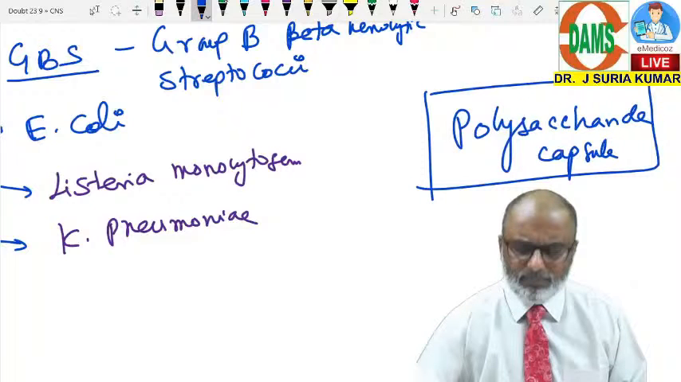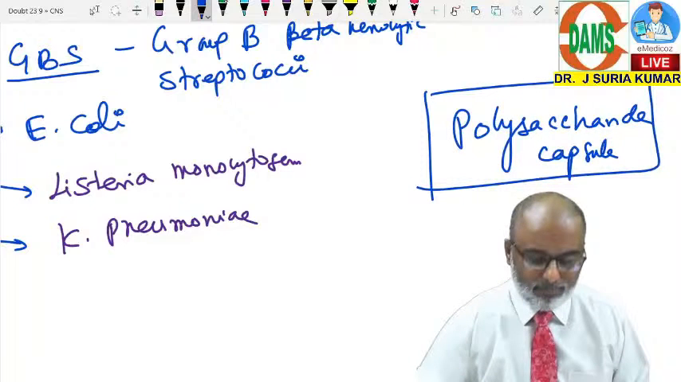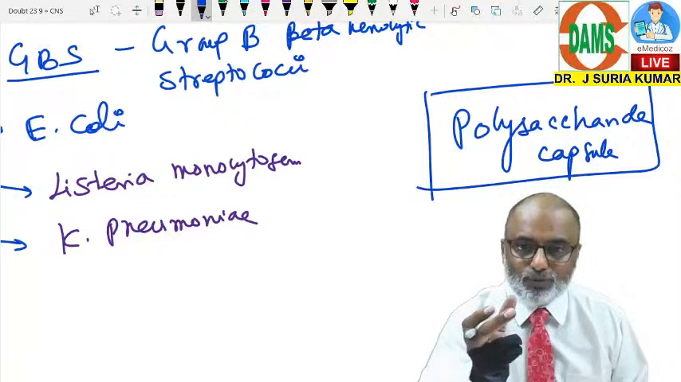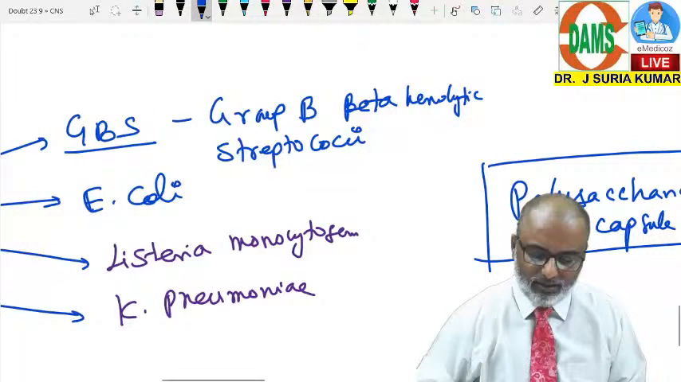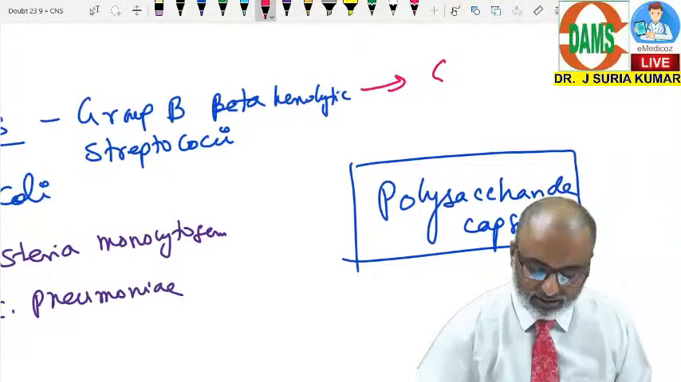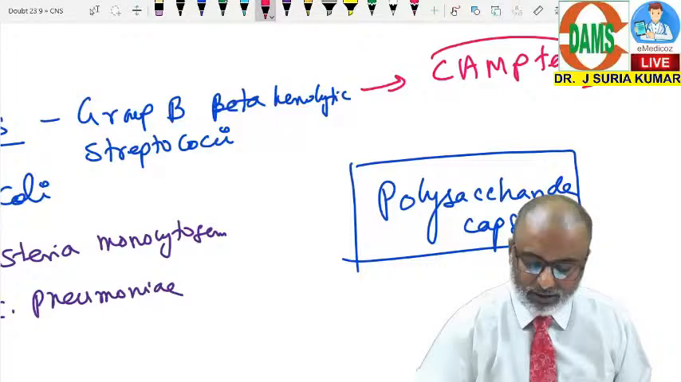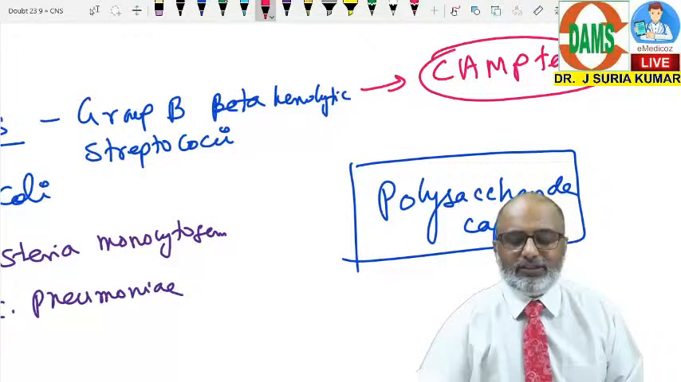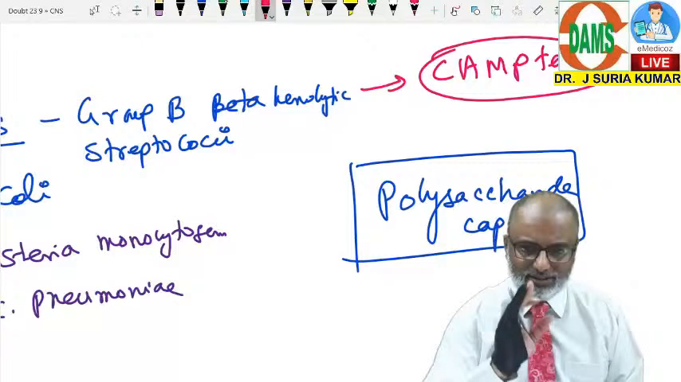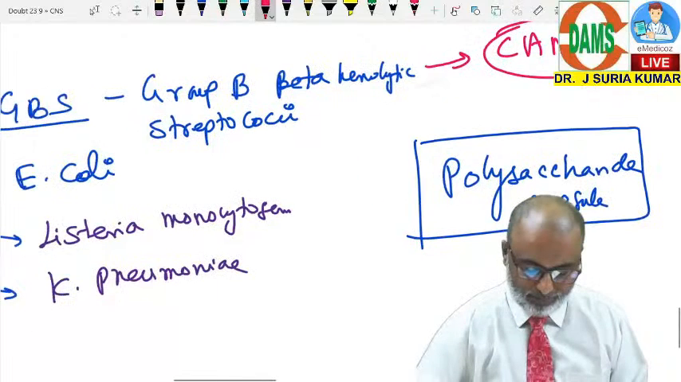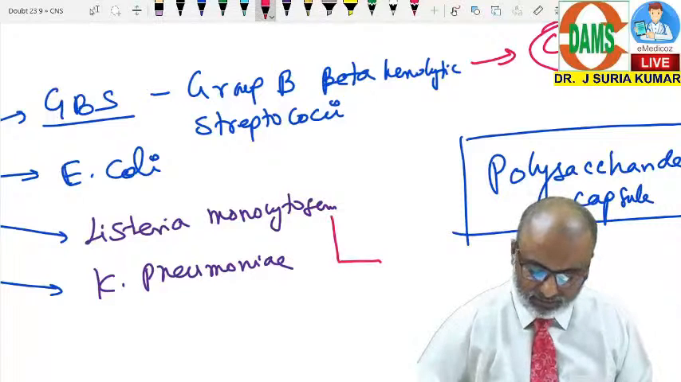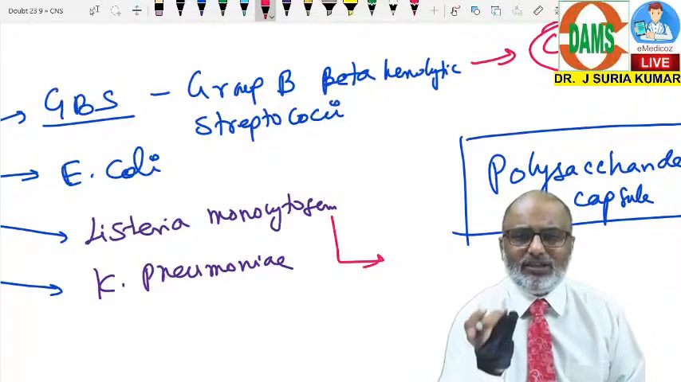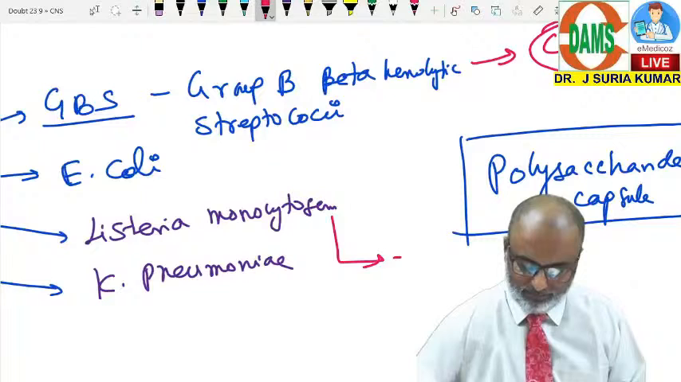That is the number one pathogen. And for each organism, you need to have some clue. For example, group B beta hemolytic streptococci is positive for the CAMP test. It's a clue. Suppose they say one organism, gram positive cocci in chains, exhibits CAMP positive, then you think it is group B beta hemolytic streptococci. Suppose Listeria, easy, it exhibits a motility called tumbling motility.